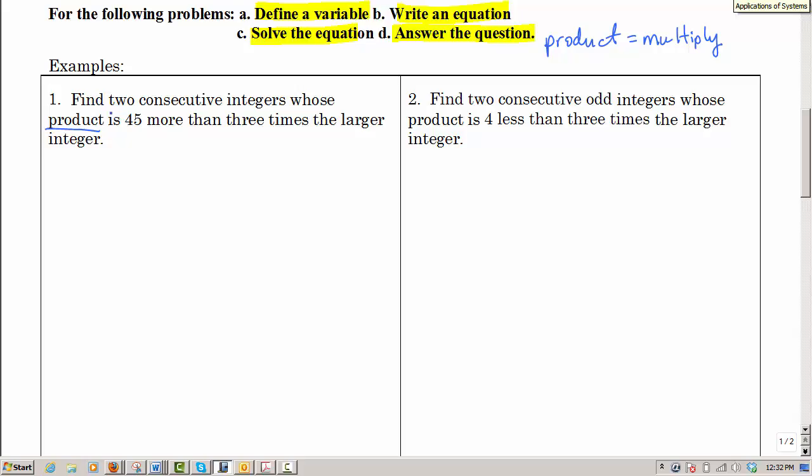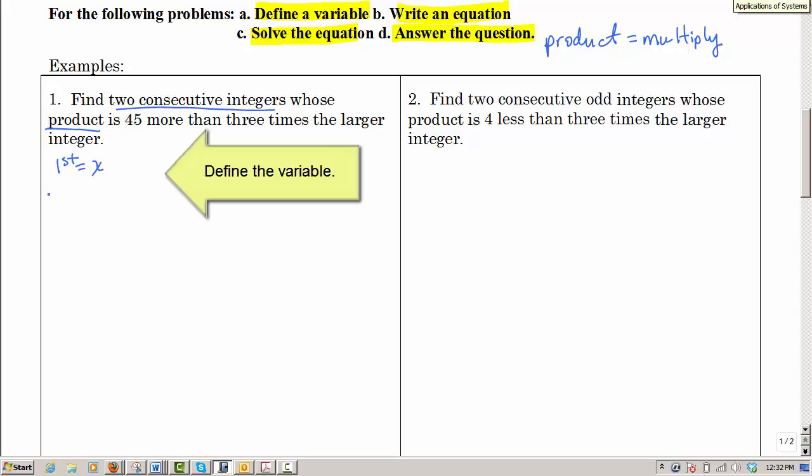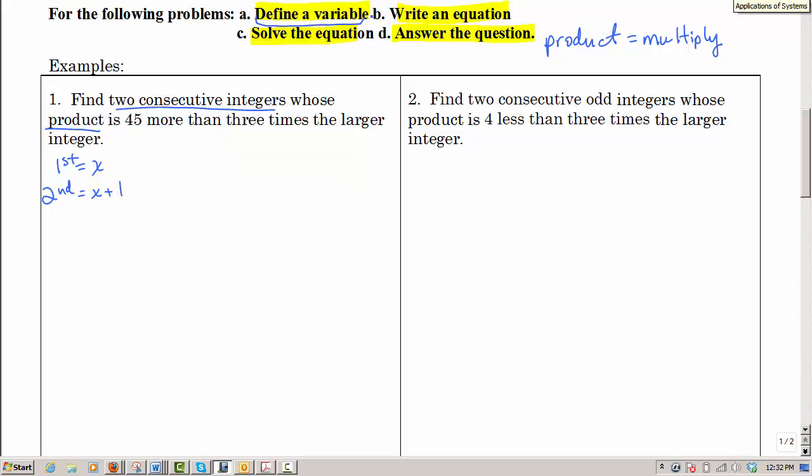Wow. So let's start out with two consecutive integers. I'm going to let the first one be x, and the second one is x plus just 1. Doesn't say even or odd. Define that variable. I need to see that on your paper.